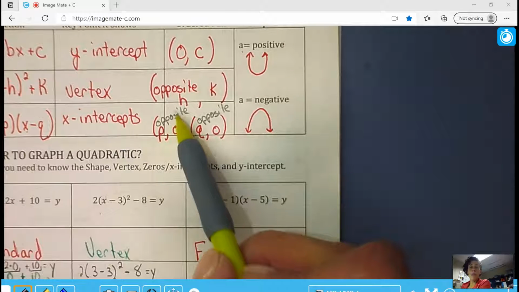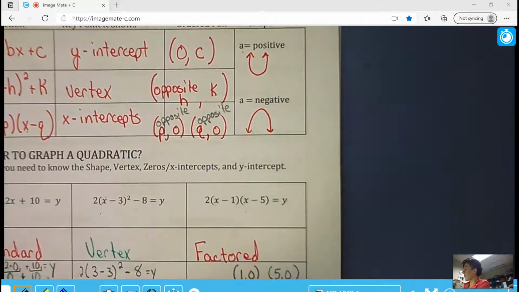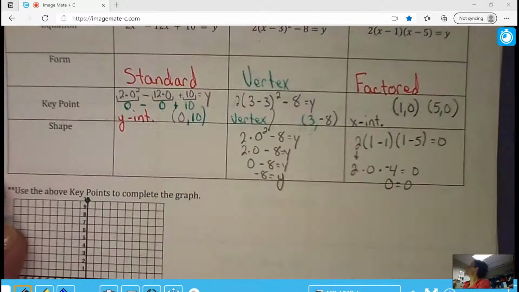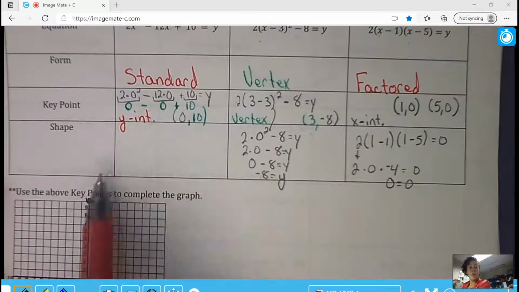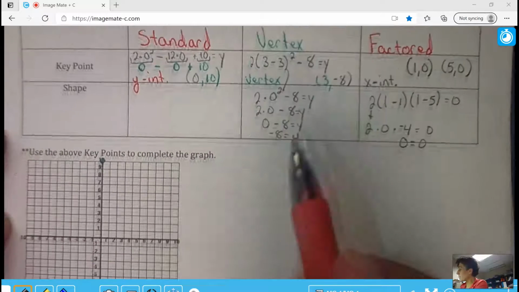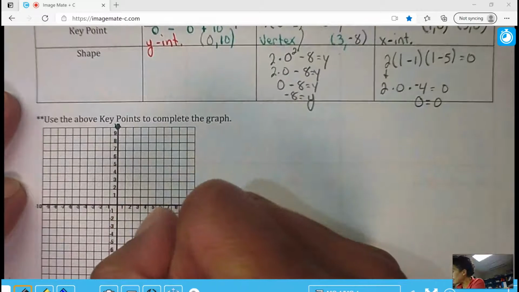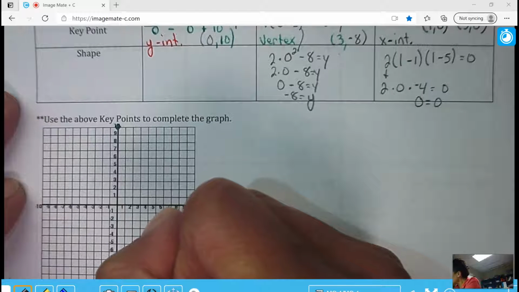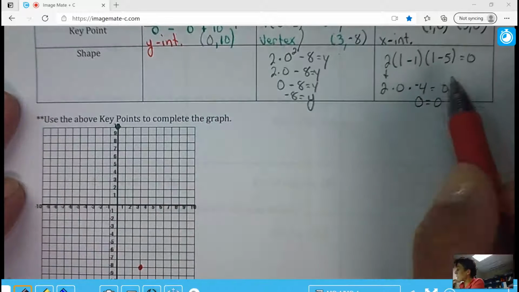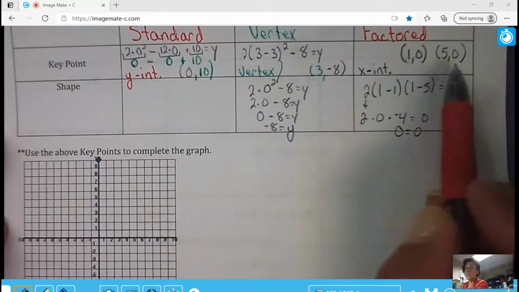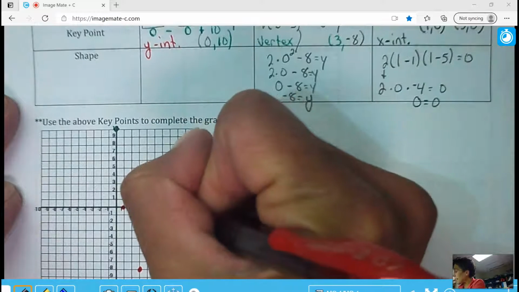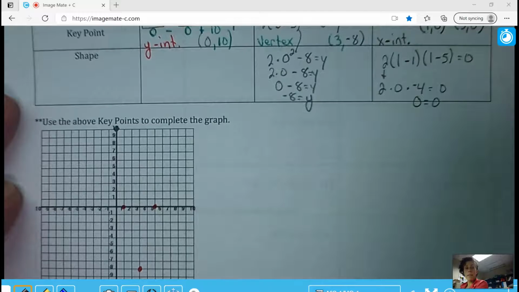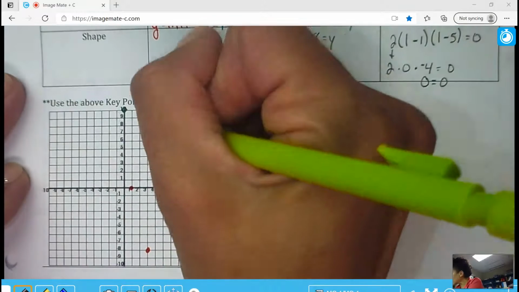So up here we wrote the opposite of P and the opposite of Q. So what I've already done so far here is I took this and graphed it. Now I'm going to graph my vertex, so 3, -8. Make sure I'm on the right spot. Then I'm going to graph my x-intercepts. That means they should go on the x-axis, so 1 and 5. And then what's going to happen is we're going to have this like line of symmetry coming down.